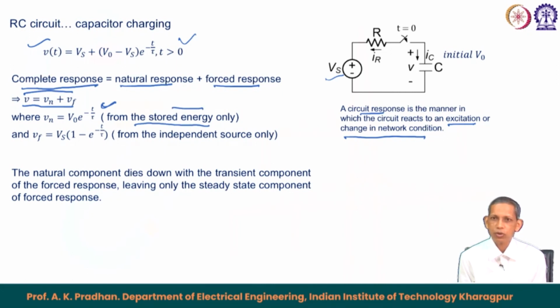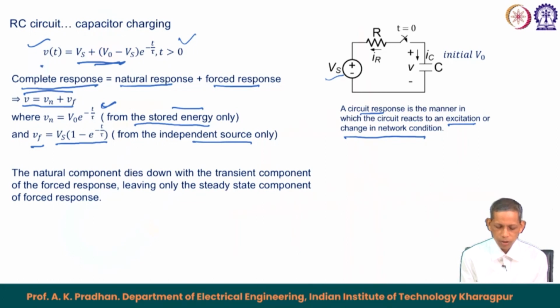This natural response we saw in the case of the source-free RC combination. At that time the capacitor had certain stored energy, which was dissipated through the resistance. That part is nothing but V naught e to the power minus t by tau, and V f, the forced part, is the part coming from the independent source. So, that becomes V s times (1 minus e to the power minus t by tau).